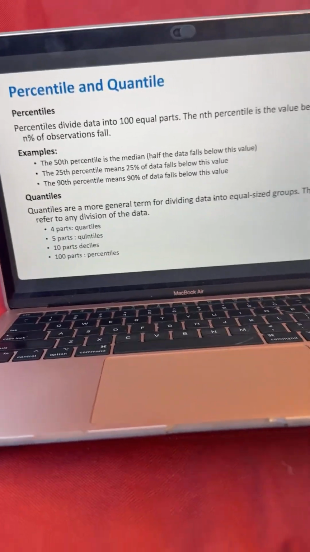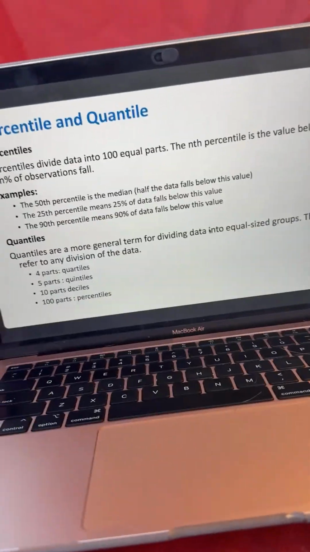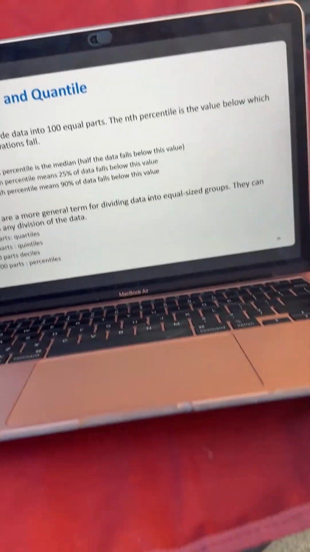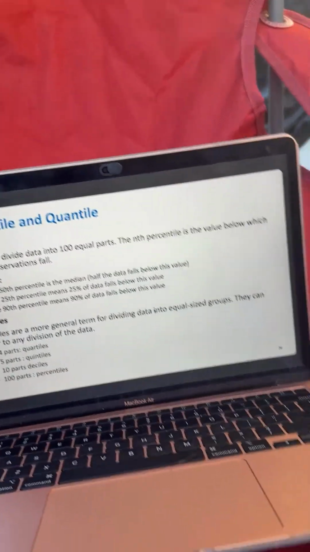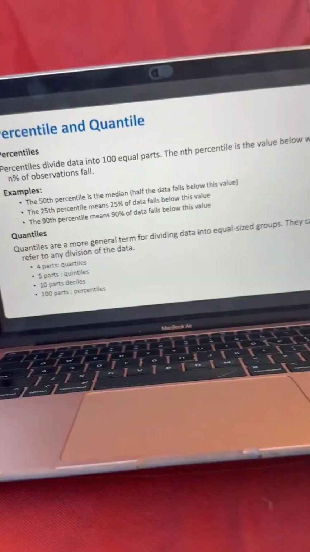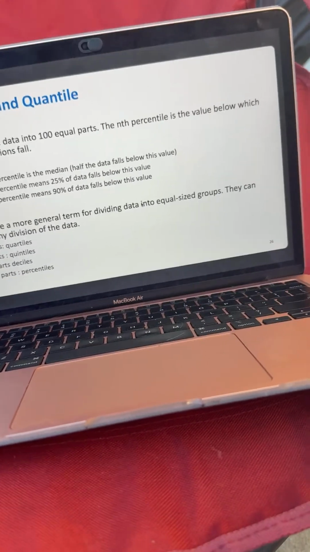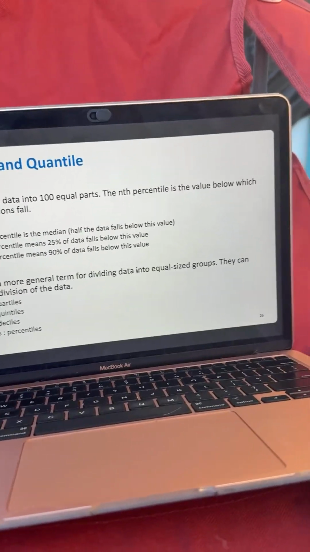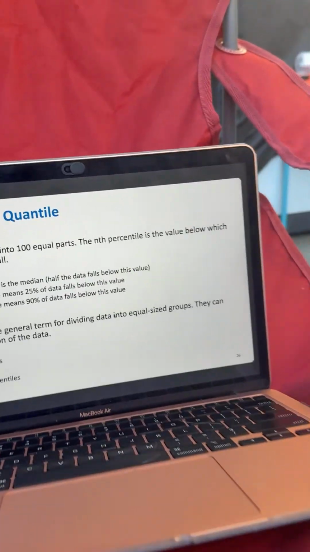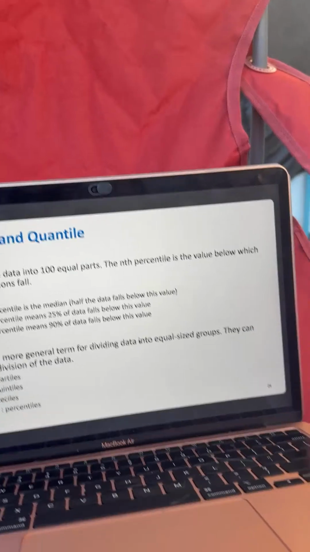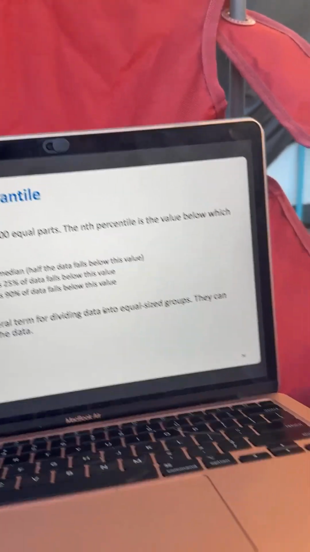Percentiles divide data into 100 equal parts. The nth percentile is the value below which n% of observations fall. So, for example, the 50th percentile is the median, so half the data falls below this value. The 25th percentile means 25% of the data falls below this value.